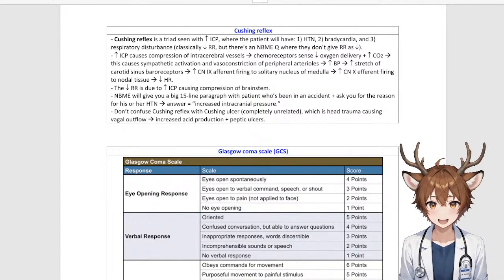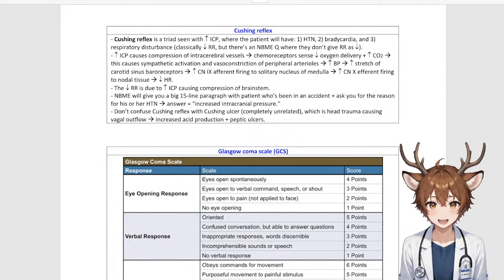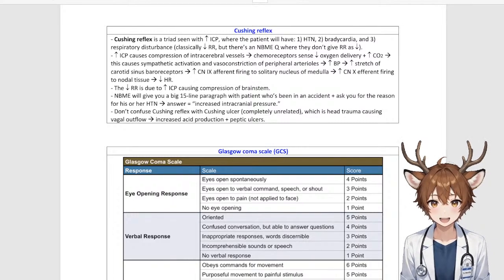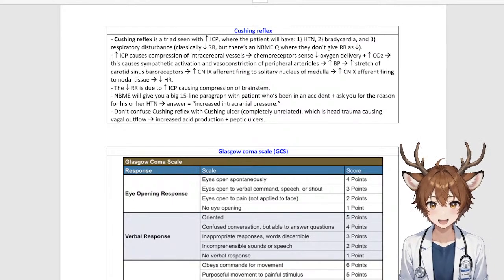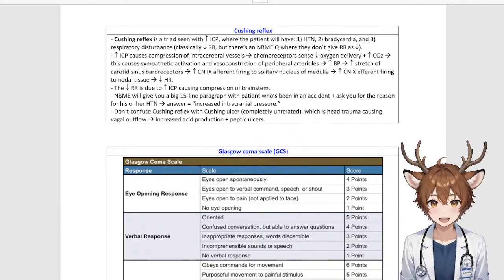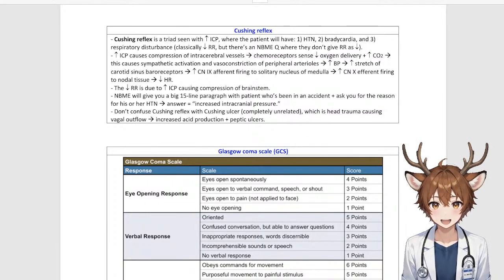NBME will give you a big 15-line paragraph about a patient who's been in an accident, and you're asked for the reason for his or her hypertension, and the answer should just be increased intracranial pressure. Do not confuse Cushing's reflex with Cushing's ulcer, completely unrelated, which is head trauma causing vagal overflow, increased acid production, plus peptic ulcers.